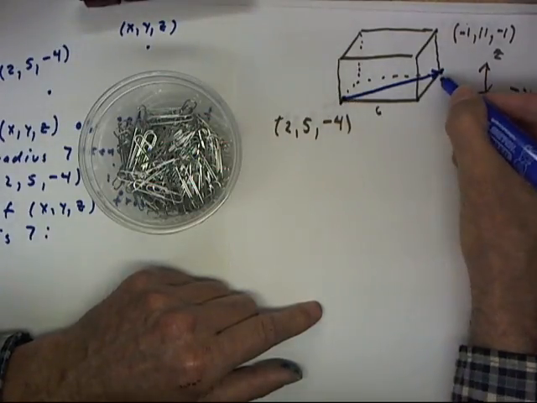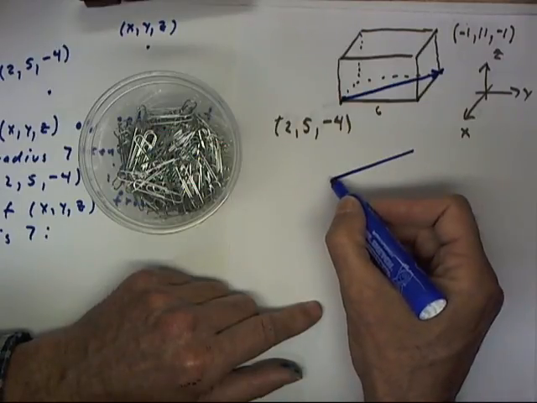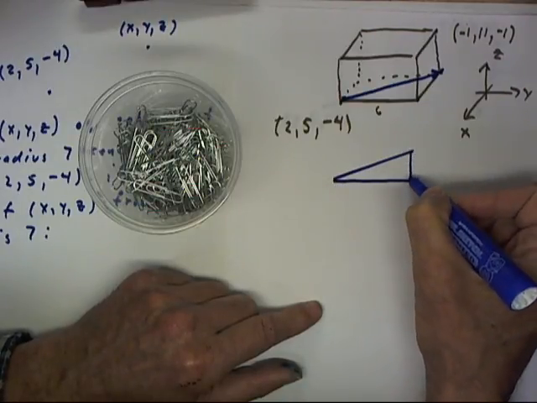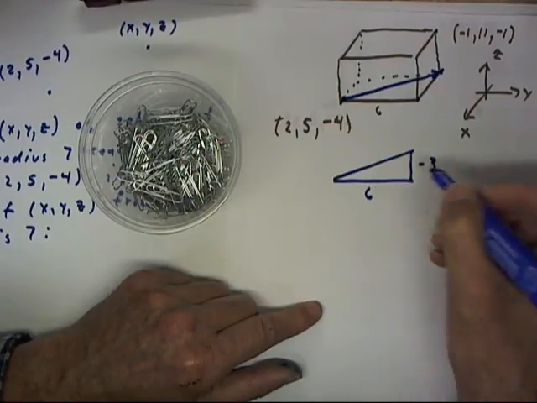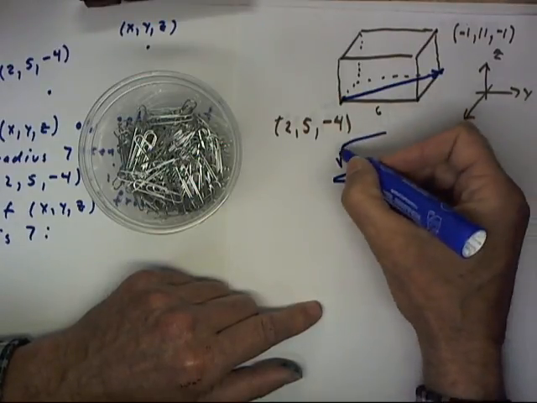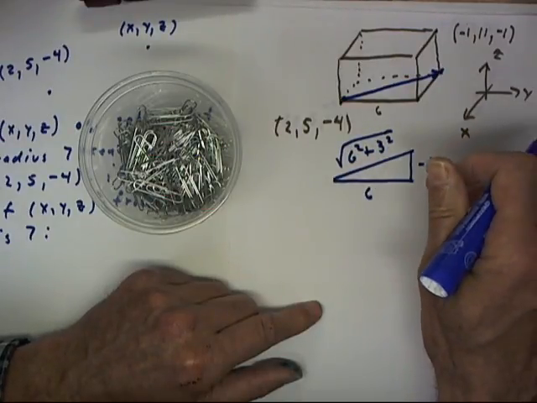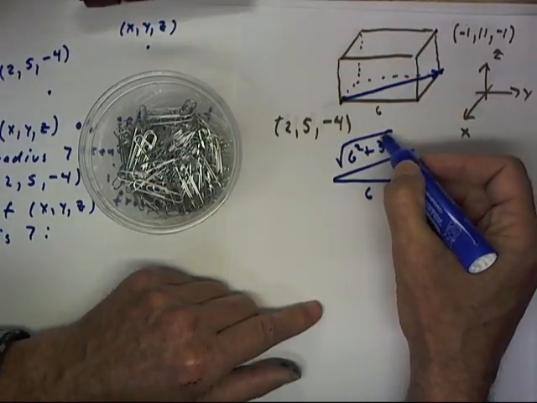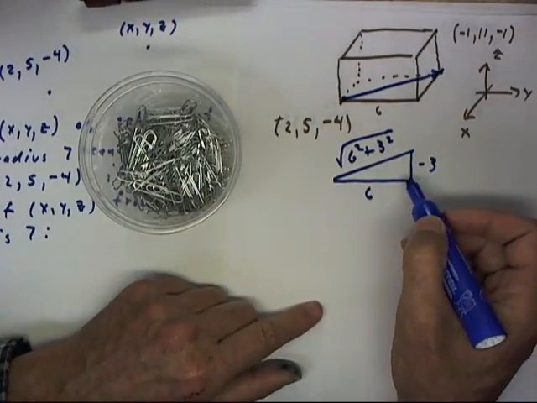so that this vector is going to be the hypotenuse of a right triangle, and we can bring that out into a flat plane and see that this distance, or this displacement, is negative 3. This displacement is 6, so this is the square root of 6 squared plus 3 squared. We know that squaring a negative, the negative is going to square out, so we can just write it as 6 squared plus 3 squared.